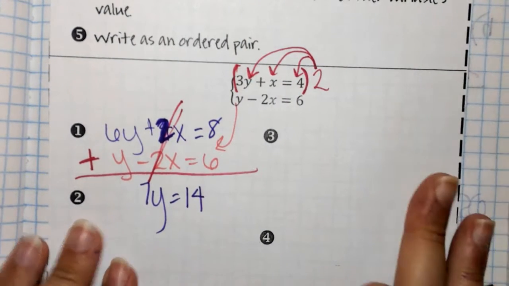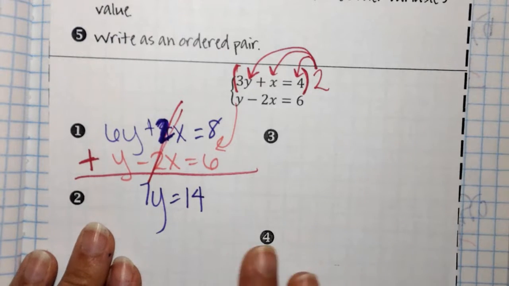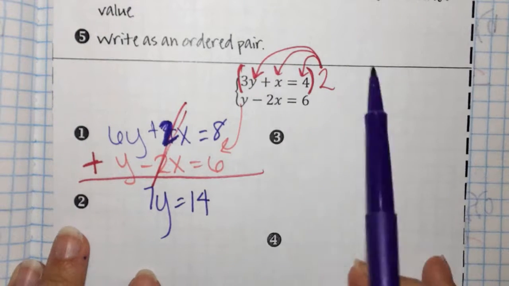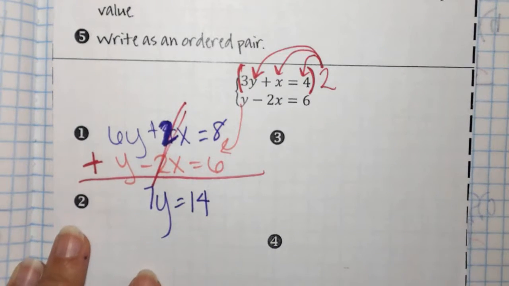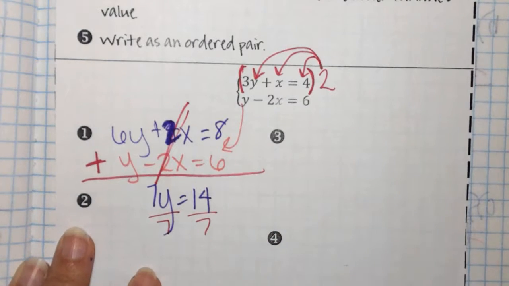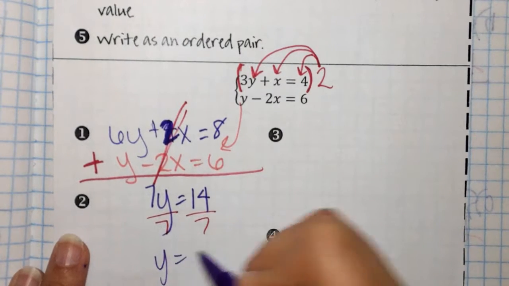How are we doing so far? Does everybody understand what we did? Really, it's the same thing as we've been doing with elimination. We just needed to multiply first. Alright, now what do I do from here? Divide by what? And what does y equal? 2.